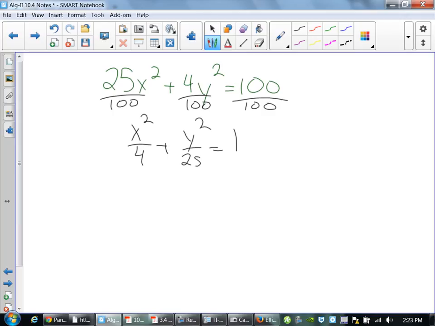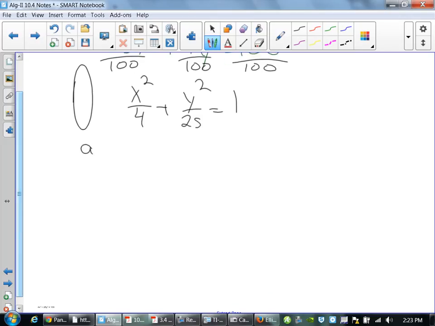So now, which one's bigger, 4 or 25? 25. So therefore, a squared is 25. So what direction is this being pulled? Being pulled up and down. So I know that right away. I'm going to draw that so I know that in the back of my mind, my picture should look somewhat like that if I do this correctly.